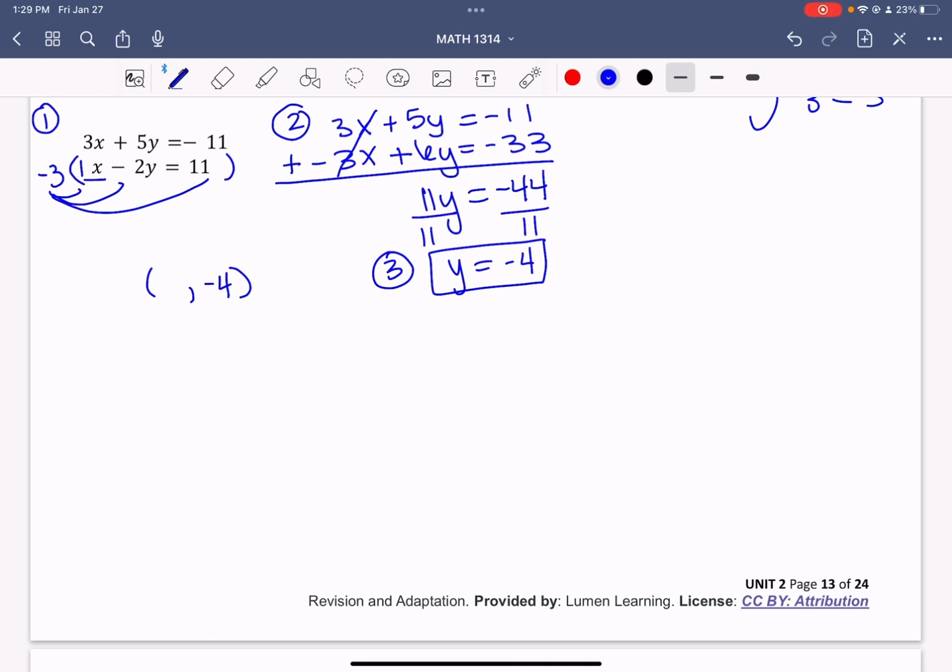So step number 3 is solve for the remaining variable. Step 4 says plug into either equation and solve for that variable. So step 4, I'm just going to plug -4 into that top equation.